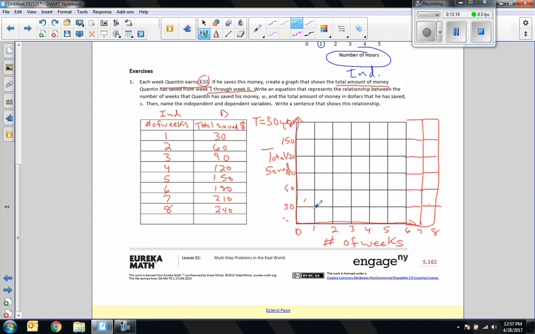So week 1, $30, week 2, 60, week 3, 90, week 4, 120. So you get to see what's going on here. This is going to keep going up to here, so it doesn't fit. But as you can see, it's a constant increase, constant rate of change, going up $30 every week. Okay. Again, I apologize for the wrong material to do this problem, but it'll be okay.